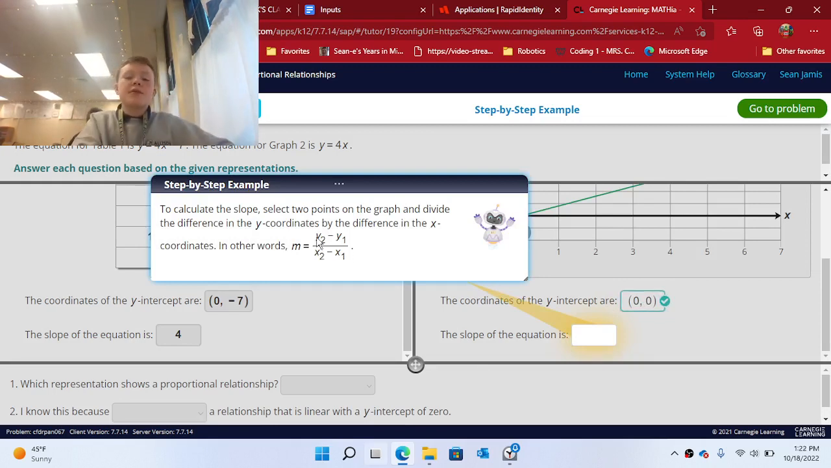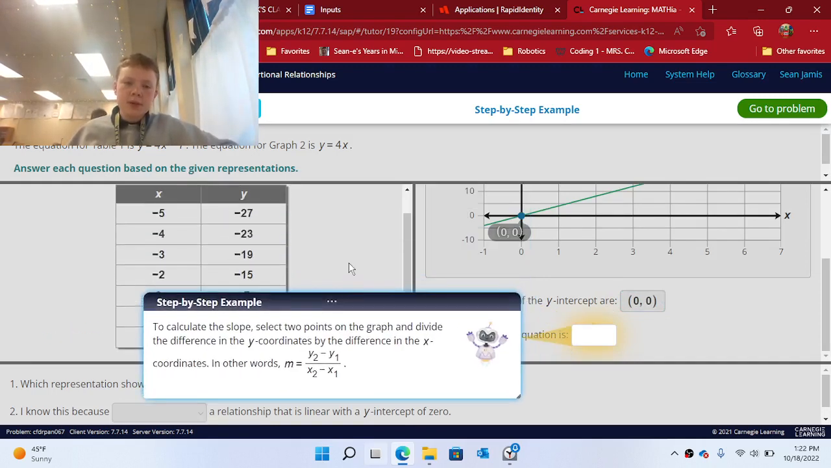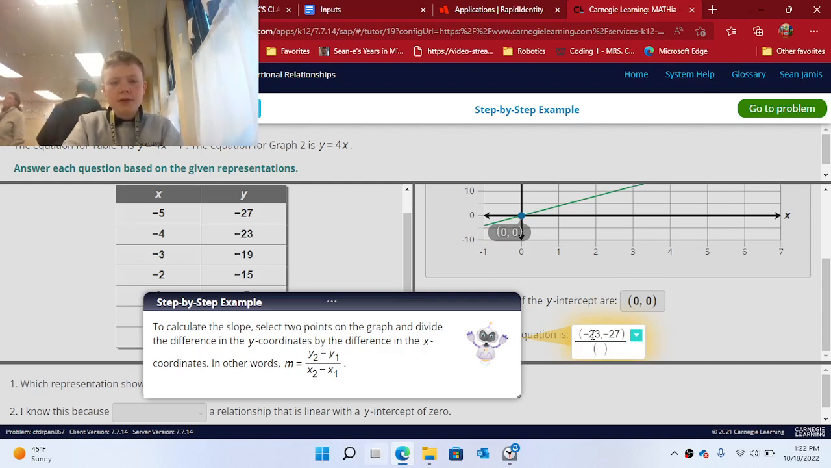To calculate the slope, select 2 points on the graph and divide the difference in the y-coordinates by the difference in the x-coordinates. In other words, y2 minus y1 over x2 minus x1. What? Like, really, what? Well, give it a try. Negative 27. I have no idea what I'm doing at this rate right now. Oh, well.